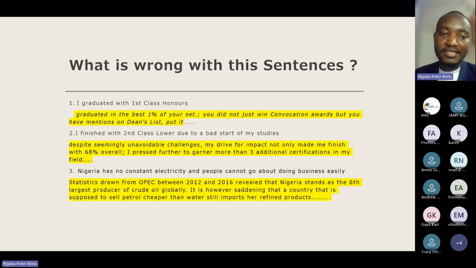The second one is, I finished with second class lower due to bad start of my studies. And here I would want somebody to contribute. How do you think this person could have said this in a better way? Because when you say second class lower, well, there are people who are first class, there are people who are second class upper. Why you? Why should we be able to consider you when you had second class lower?